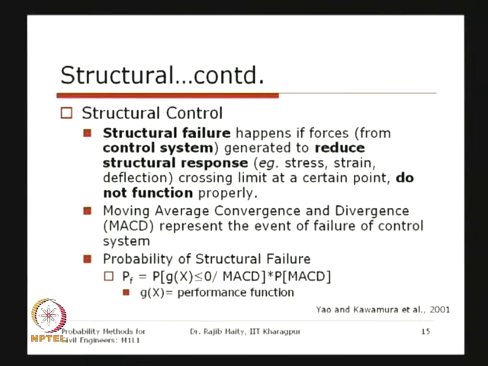Generally there is a term used by Kayamura et al., 2001, that moving average convergence and divergence, MHCD, represents the event of a failure of a control system. The probability of the structural failure in that case is defined as PF, which is the probability of Gx less than or equal to 0 on the condition of this moving average convergence and divergence. Here Gx is the performance function of that particular structure in hand.